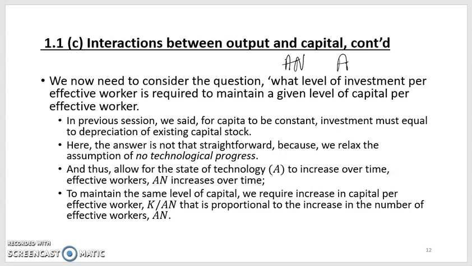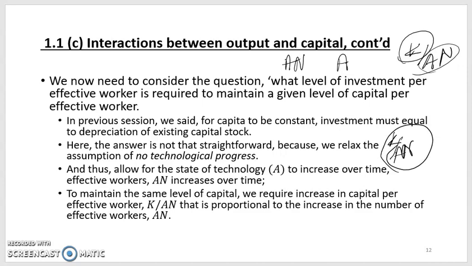Therefore, maintaining the same ratio of capital per effective worker, which is basically K over AN, requires an increase in capital stock K that is proportional to the increase in the number of effective workers. This means that for K over AN to increase proportionately, these two have to increase at the same time. But let's look at this condition more closely.